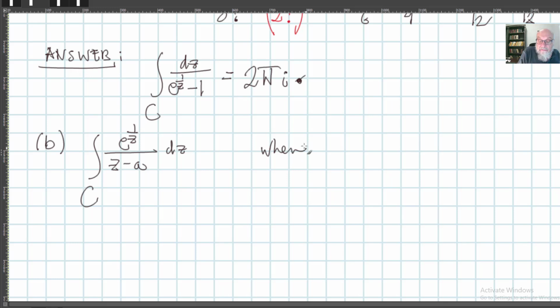where c, put it like this, so a is different than 0, and c in this case will be the set of all z such that absolute value of z is equal to absolute value of a. Okay, so that's our integral. You can immediately recognize there are two singularities, so maybe write it down. Solution.